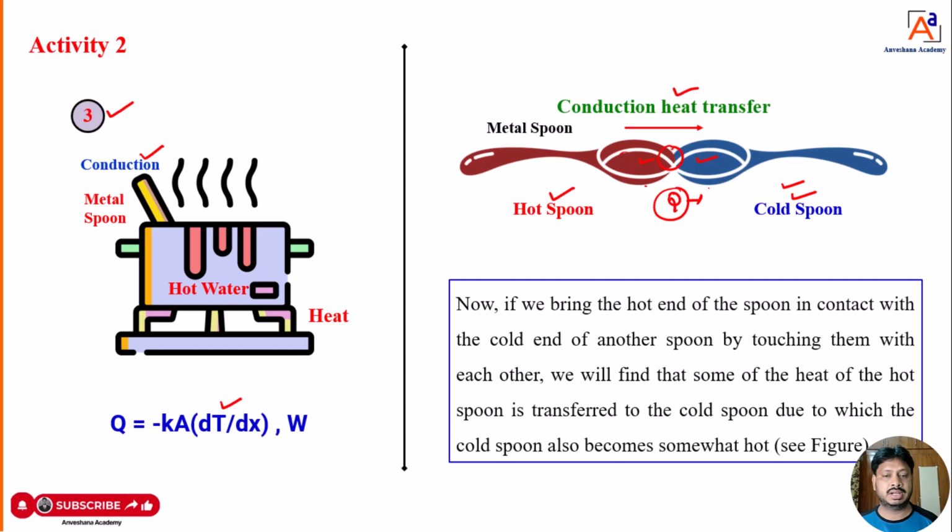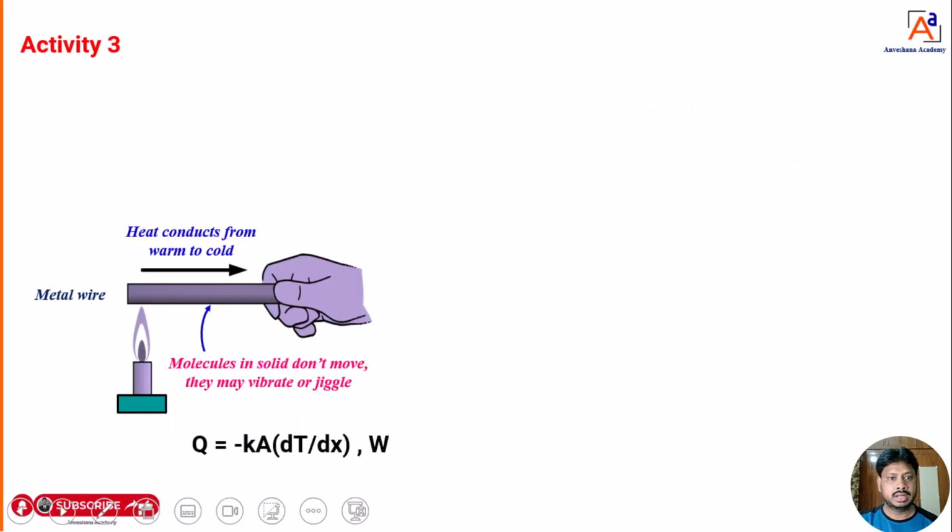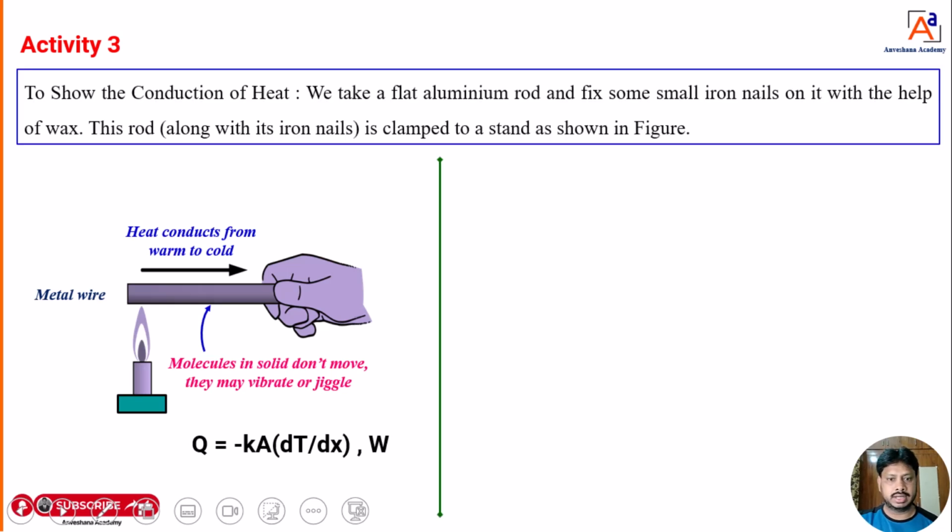Hence the cold spoon becomes hotter. And after some time, what happens? Both spoons become equal in temperature. If the heat is transferred in that fashion, that type of heat transfer we call conduction heat transfer. Again, conduction heat transfer can be calculated with the help of Fourier's law of conduction equation. Okay, fine.